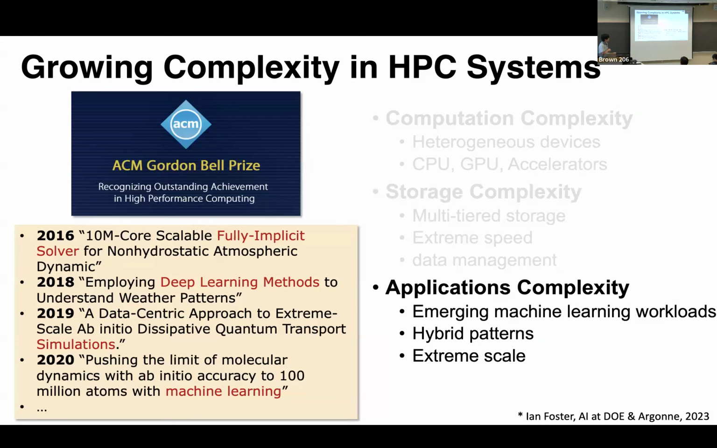The last one is application complexity. Application complexity comes mostly from machine learning workloads. Machine learning and AI workloads are dominating the HPC world today. So I look at the Gordon Bell award, which is the most prestigious award in the HPC community, to really recognize these large-scale applications dealing with mission-critical tasks.